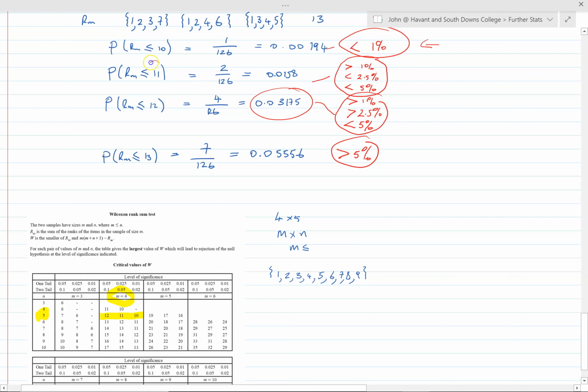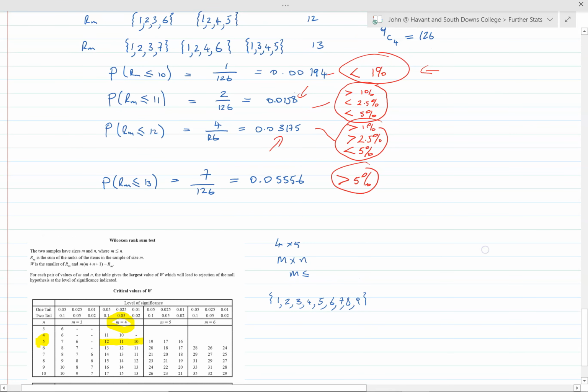And similarly for 11 and 12. Looking at 11, why 11 is a critical value at 2.5% or 5% for a two-tailed test. Well, it falls below 2.5% for 11, but it goes above 2.5% for 12. So it needs to be 11 or less. 11 is basically the largest it can be, because at 12 it goes above the 2.5%. So that's why 11 is the critical value for a 2.5% one-tailed or 5% two-tailed.